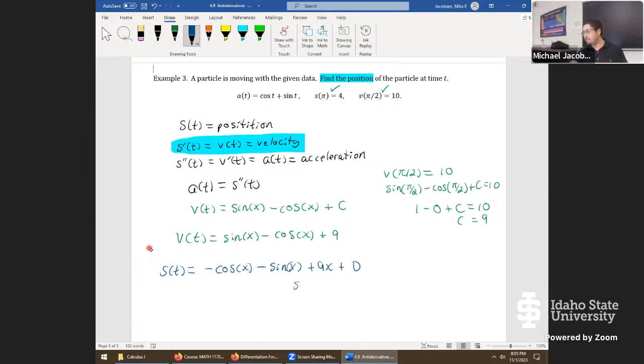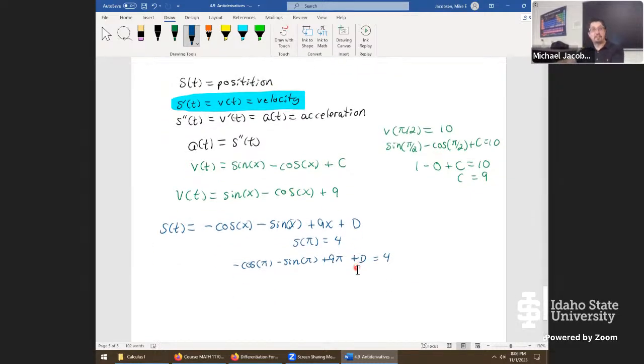Okay, so let's write S at pi equals 4. So its position at time 3.14 is 4 meters away from its initial position, is what this is all saying, if meters was the unit. But what we're doing is plugging pi into the right-hand side of S. It becomes negative cosine at pi minus sine at pi plus 9 pi plus d, and then set all that equal to 4.